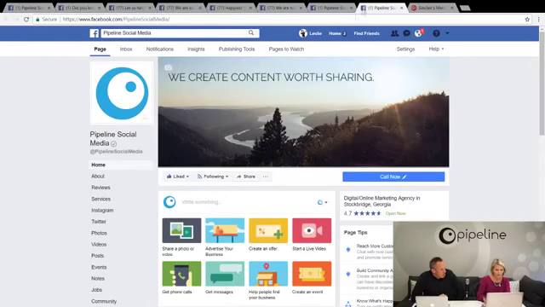Okay. So here's our Pipeline page, and you see this verified check mark right here. It says, Facebook confirmed this is an authentic page for this business or organization. And you can verify your page when you go into your settings and you click verify.